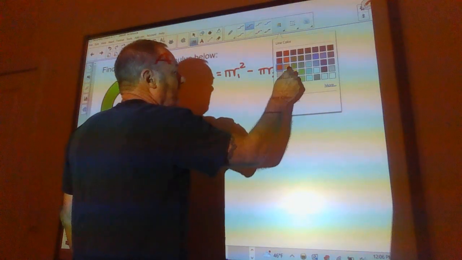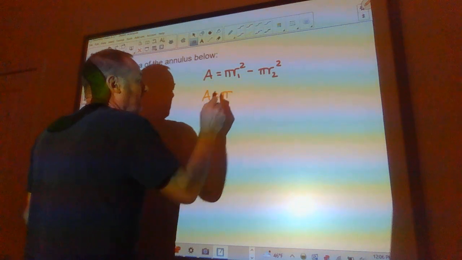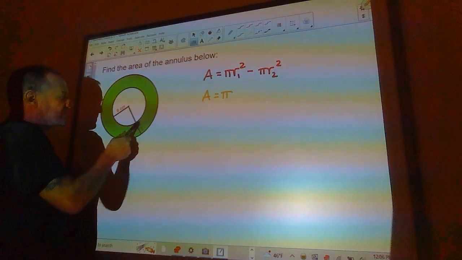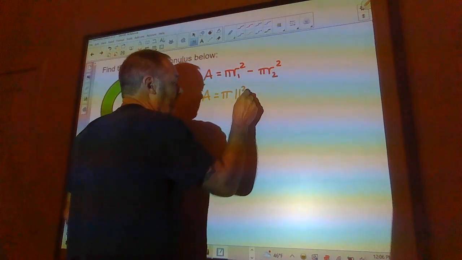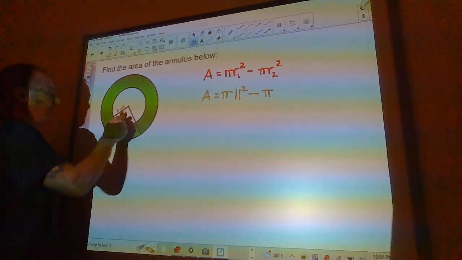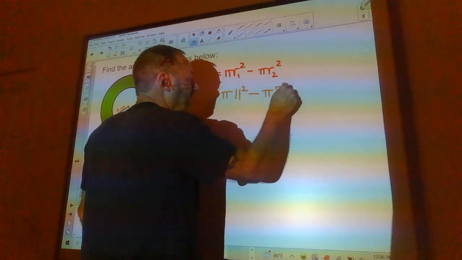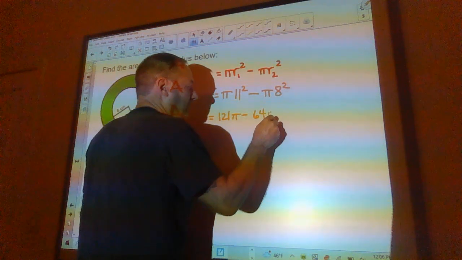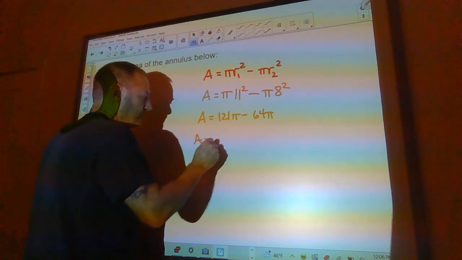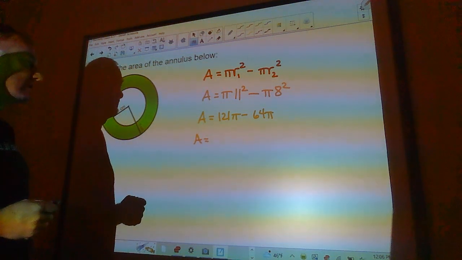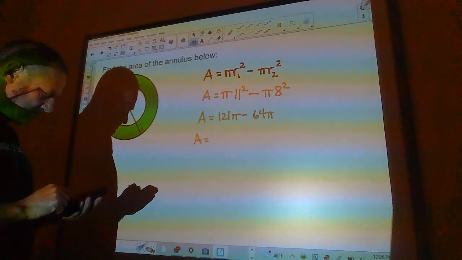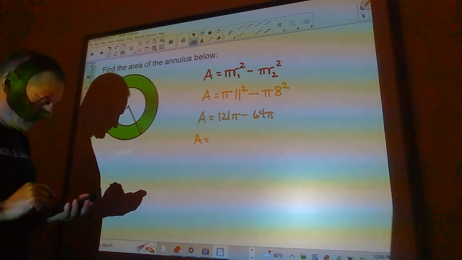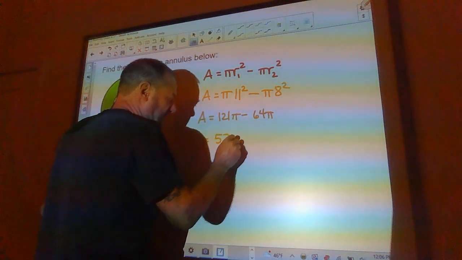Let's see, it's going to be pi. The radius of the big circle, now be careful here, this is 3 right here, and this is 8. So the radius of the big circle is 11. 11 squared minus pi times the small radius squared, that's going to be 8 squared. So this is going to be 121 pi minus 64 pi. What is that? That's 57. Yeah, 57 pi. That's the exact answer.